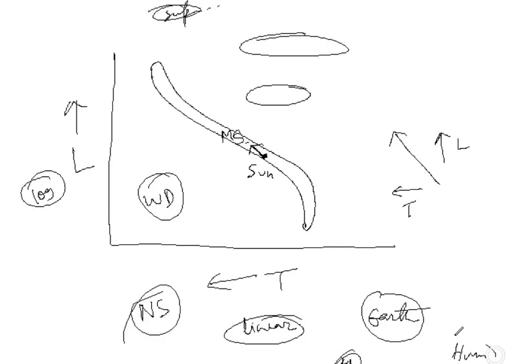Body temperature is very small in this axis. Again, no luminosity. So on this side, Earth's temperature is still higher than that of us. Okay, fine.